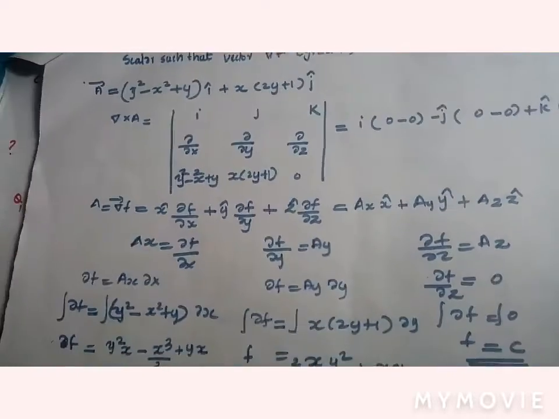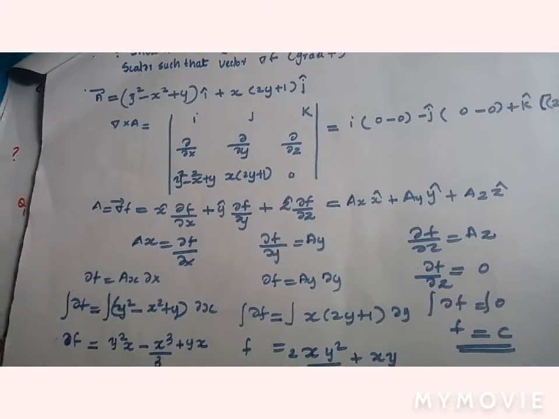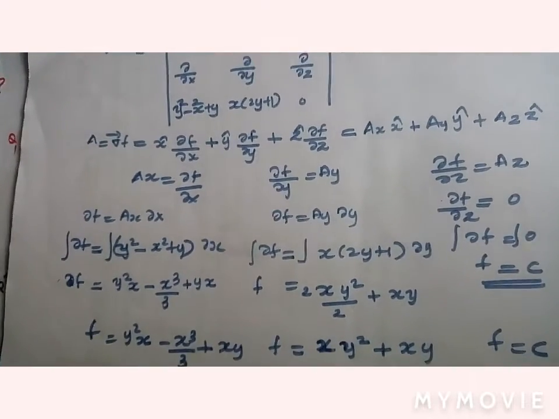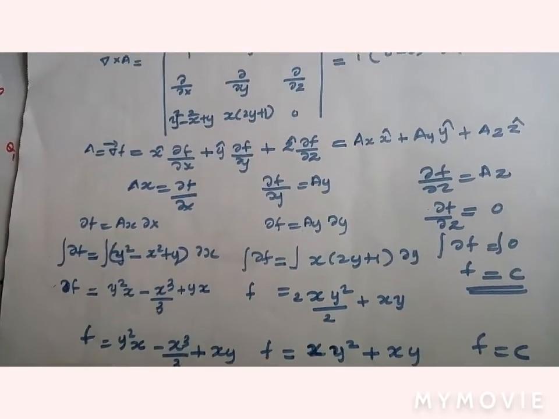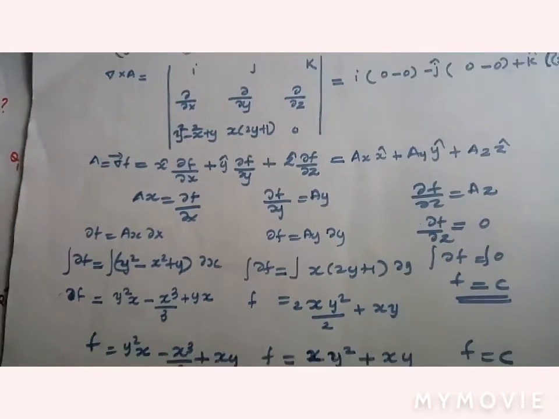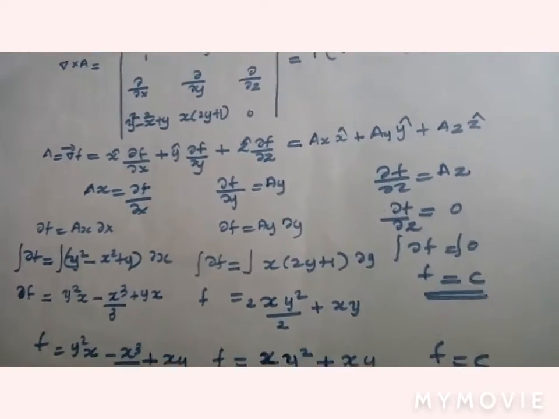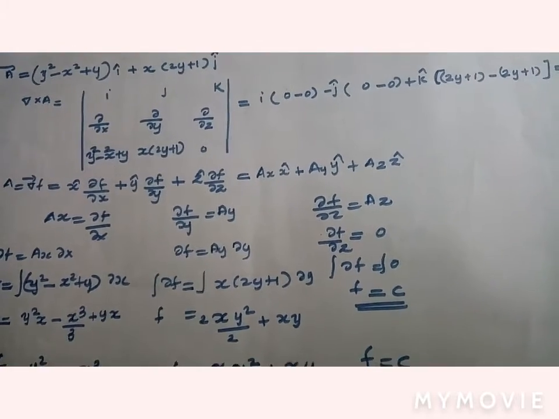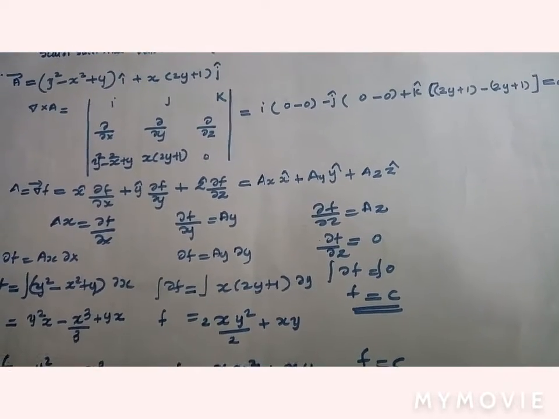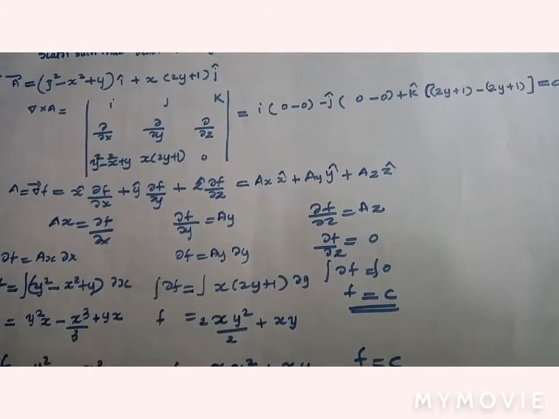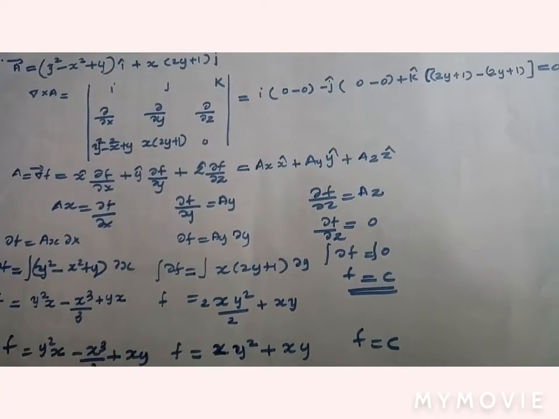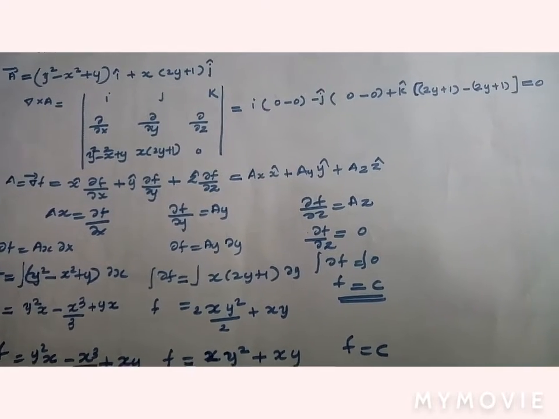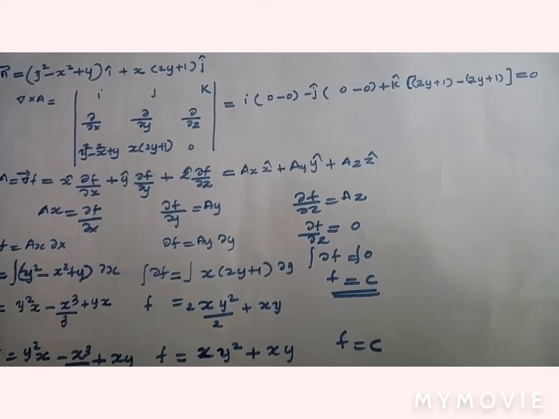From that, dou f is equal to ax dou x. Integrating with respect to x, we get f equal to y square x minus x cube by 3 plus yx. For the second term, dou f by dou y is equal to ay, so dou f is equal to ay dou y. Integrating with respect to y, we get f as xy square plus xy. Third term, dou f by dou z is equal to az.